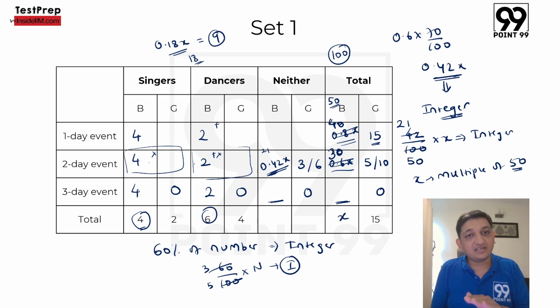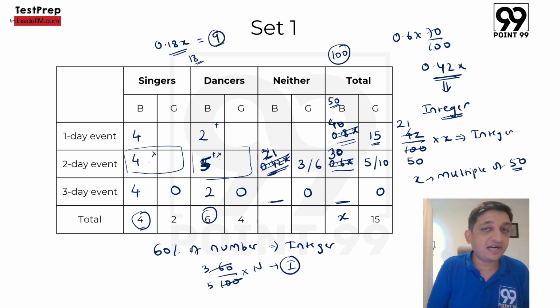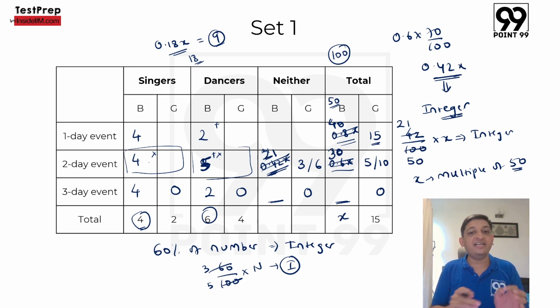We also know that these two together will be equal to 9, and that's why this has to be equal to 5. So this will not be 2 plus, it will be 5 is what we know, right? So we know that this is 4, this is 5, total is 30. So this we will know for sure is going to be 21, right? So the number of boys who are neither singers nor dancers and are willing to participate in a 2 day event will be 21. So this part is more or less sorted.